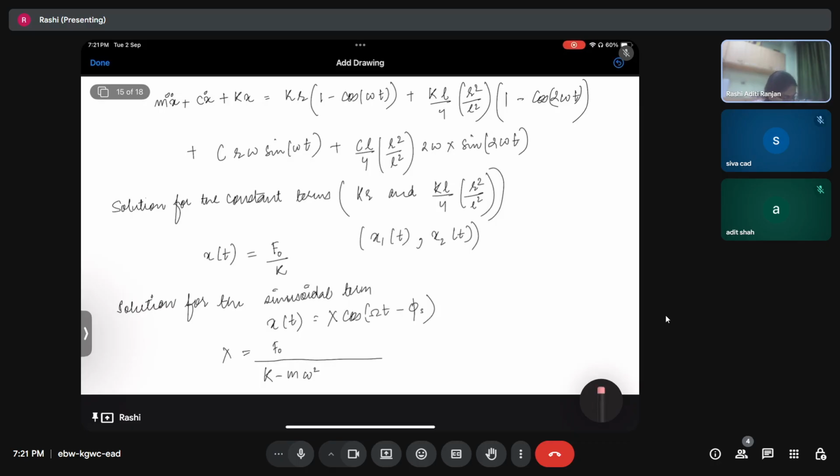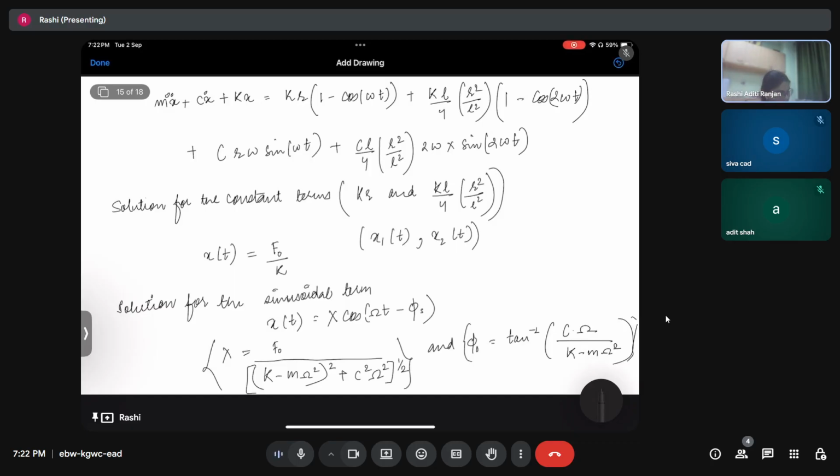Omega t. Capital Y is going to be f by (k minus m capital omega square) whole square plus c square capital omega square, this whole to the power 1 by 2, and phi naught is equal to tan inverse of c capital omega divided by k minus m capital omega square. Okay, I hope this is clear.